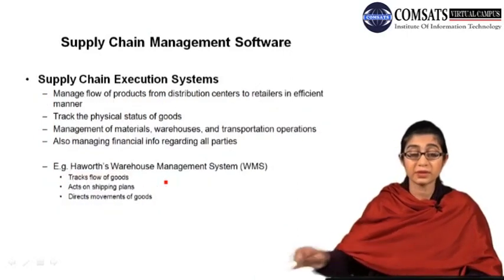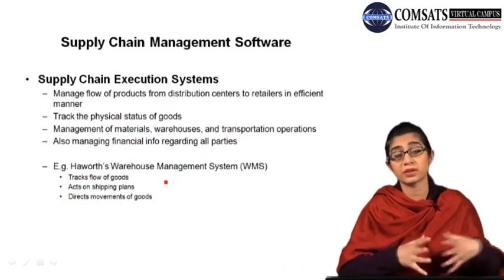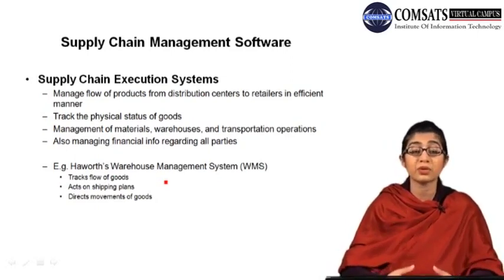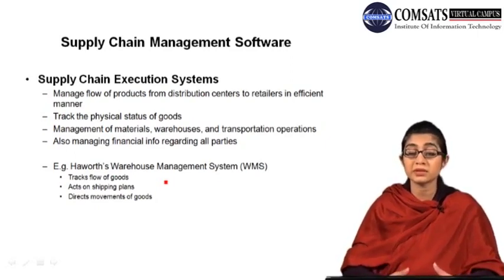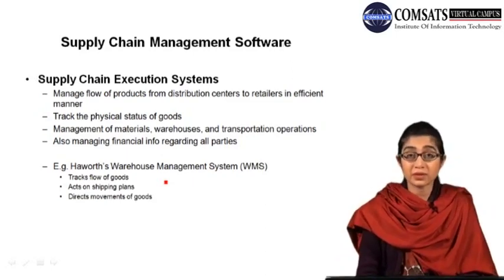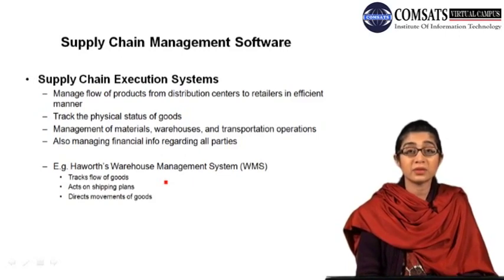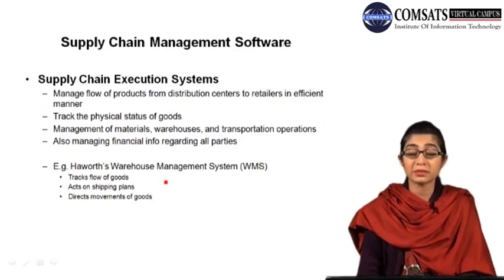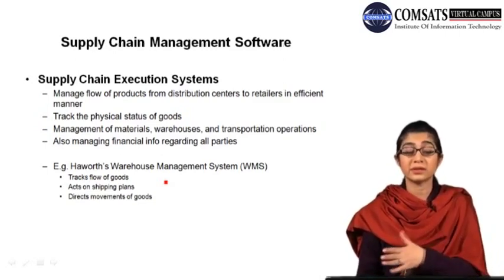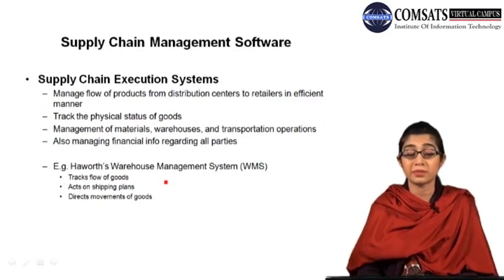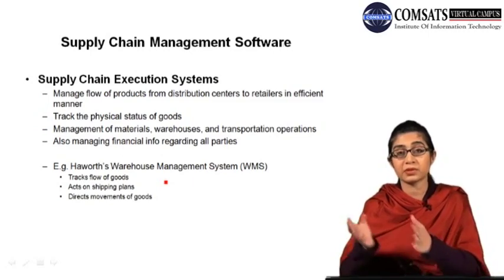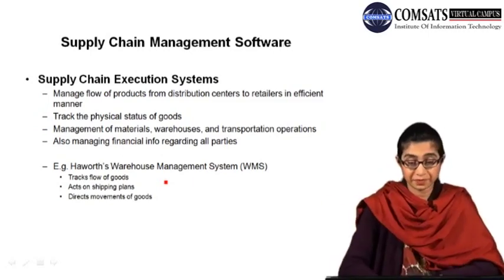Next we have the supply chain execution systems. Earlier we were talking about supply chain planning systems. What do execution systems do? Basically they manage the flow of products from distribution centers to retailers in an efficient manner. They also track the physical status of the goods and are responsible for the management of materials, warehouses and transportation operations. And they also manage the financial information regarding all the parties, from taking the goods from the distribution to the retailers to the customers.